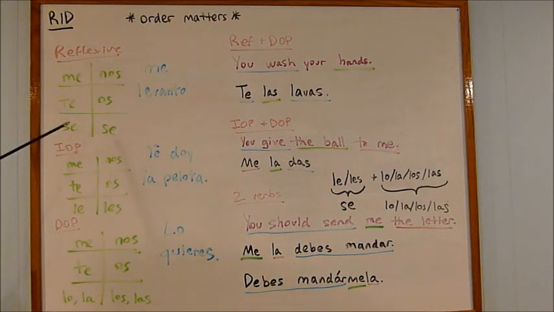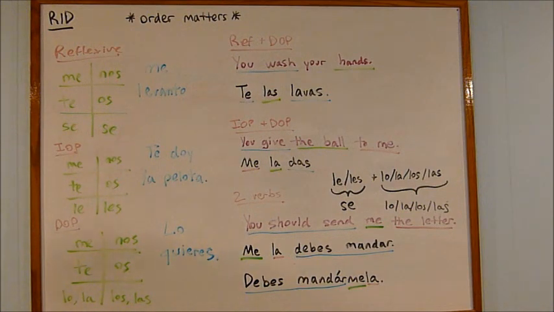Reflexive pronouns are only used with reflexive verbs. Like if I said me levanto, all that means is that I get up. They have to agree with the same person. So me levanto is basically I get myself up. Okay? So that's all with reflexives. And then in order, the pronouns that you would use are me, te, se, nos, os, se.